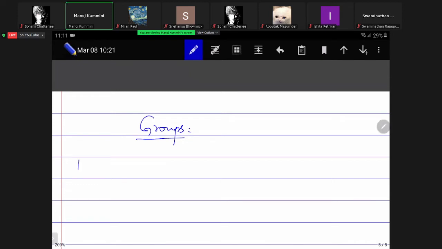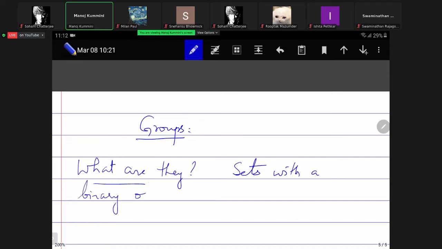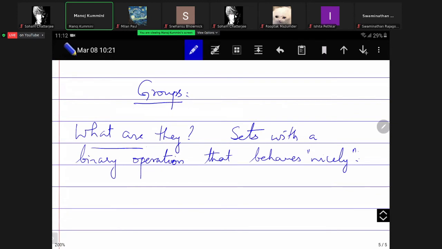So what are they? I will give a proper definition later, later meaning after we look at a few examples. So they are sets with a binary operation that behaves nicely. We'll say what it means. What nicely means will become clear in the next few minutes, and then I'll give a proper definition. So the foremost example of a group is Z and the binary operation.